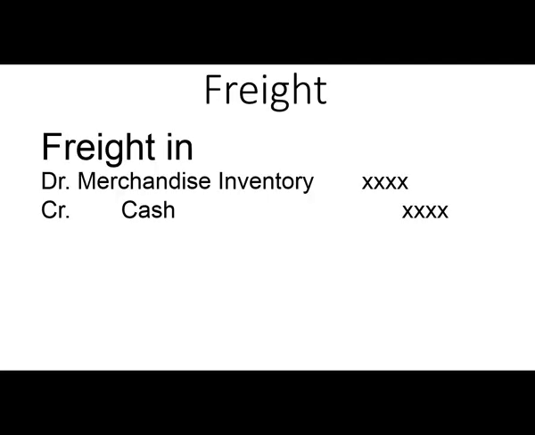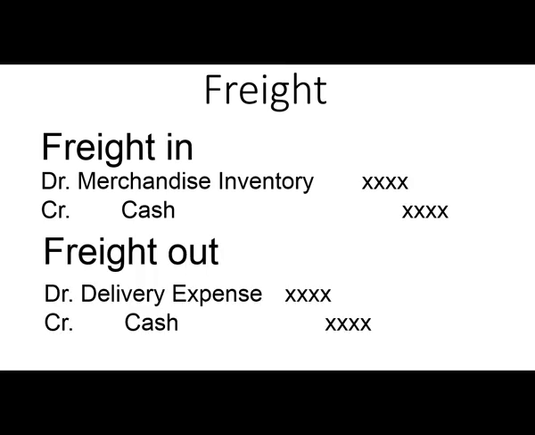Moving on to our next topic of freight. This is really a continuation of our topic from video 2. This is what we did. For freight in, for freight that we're receiving, we're going to be debiting merchandise inventory and crediting cash. But freight out is different. We're not going to be adding to the cost of our inventory as it pertains to freight. We're going to be recording this separately as a different expense.